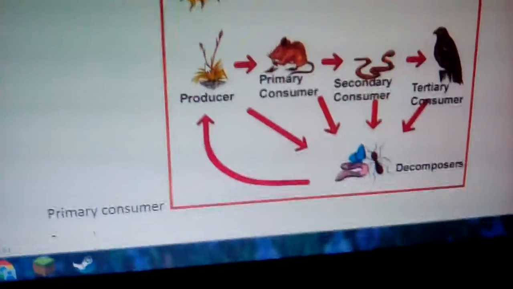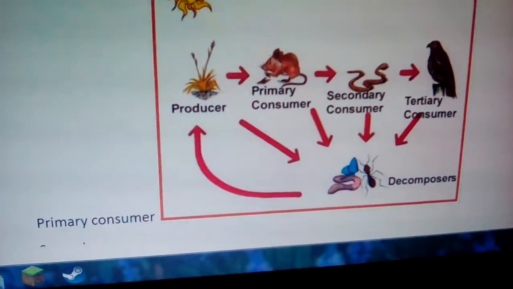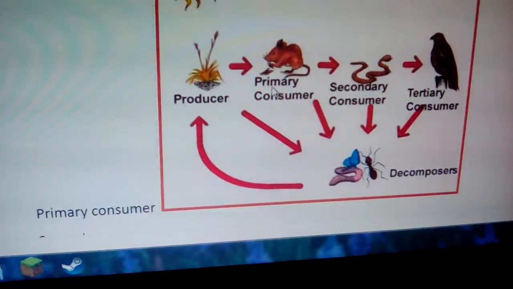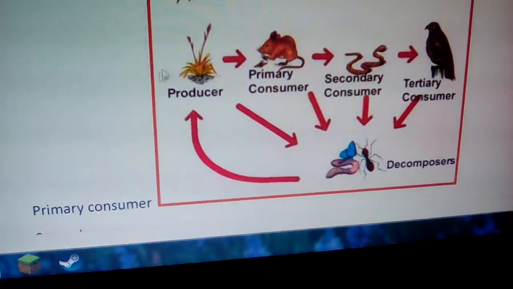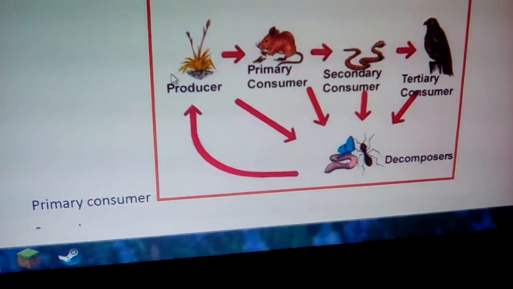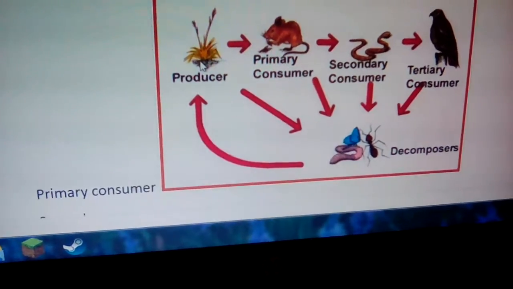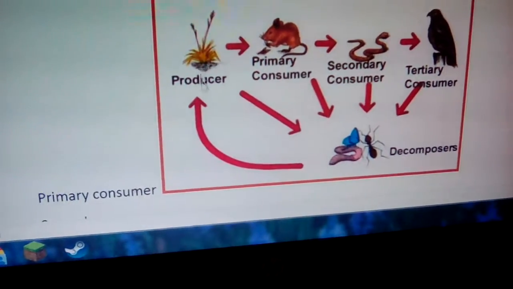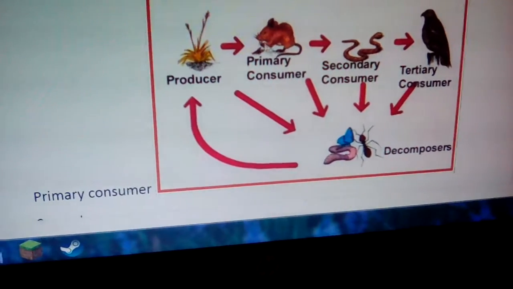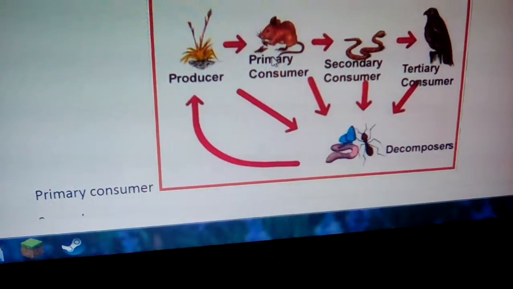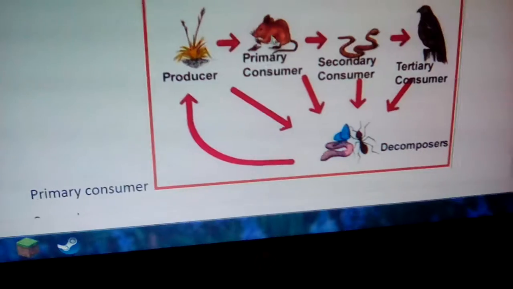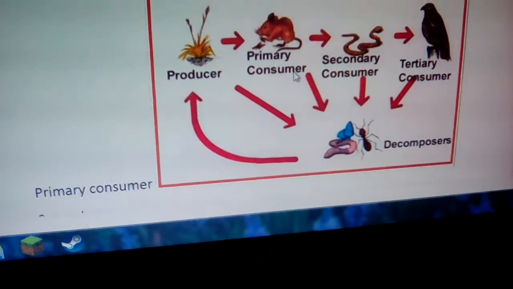Maybe some seeds are on that grass, and this little mouse comes along and he's going to eat some of these seeds. He is a primary consumer. So the plant was a producer because it's using photosynthesis to make its own food in order for it to grow. And then this mouse comes along and it's the first thing, primary usually means first thing, to start eating on it. So it's a consumer, okay?